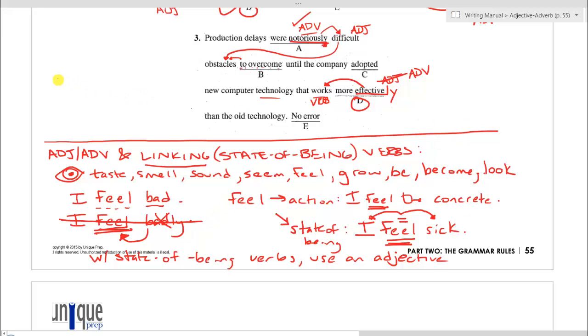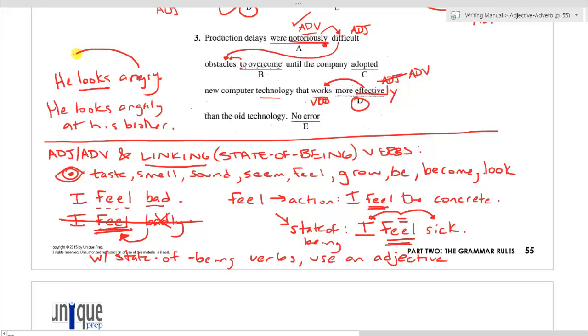One more example. He looks angry versus he looks angrily at his brother. Now, each of these sentences is actually correct because in the first sentence, he looks angry. This angry is an adjective not describing the action looks, but the appearance of this he. He looks angry. So we are using an adjective to modify a pronoun here, and that is perfectly acceptable. That's exactly what we want to do.